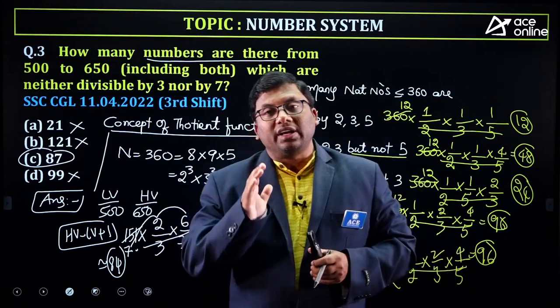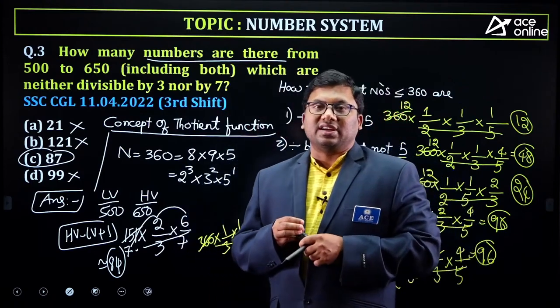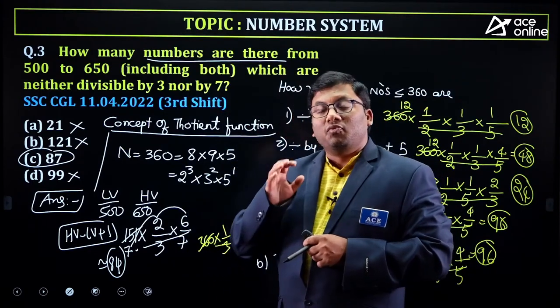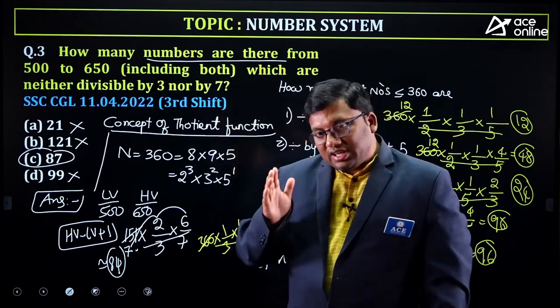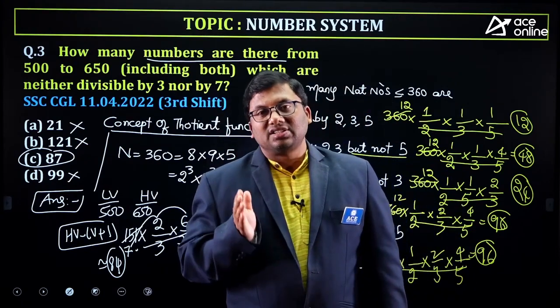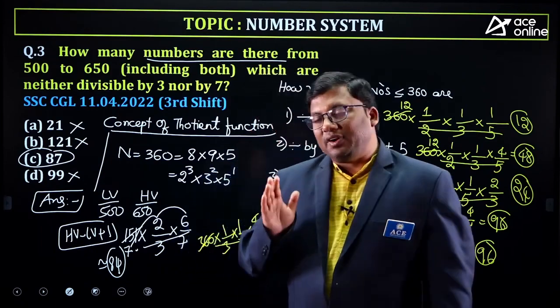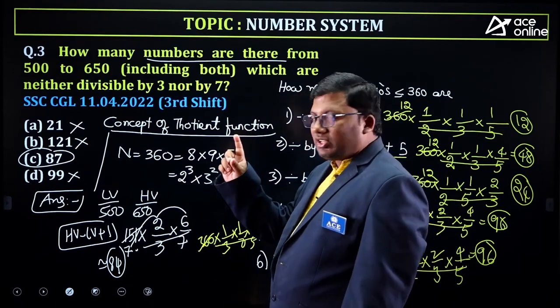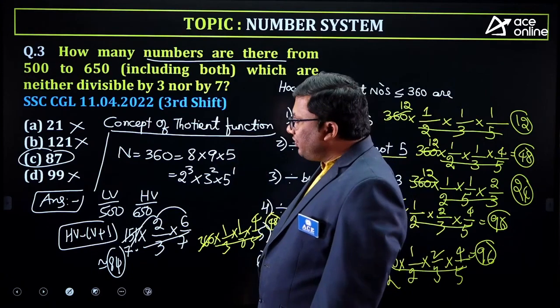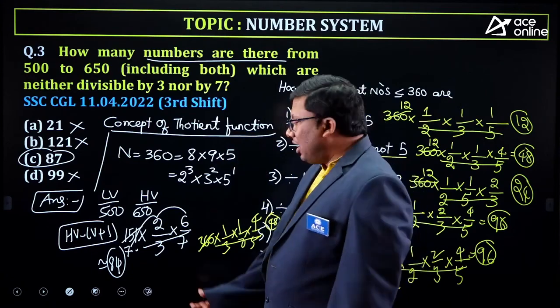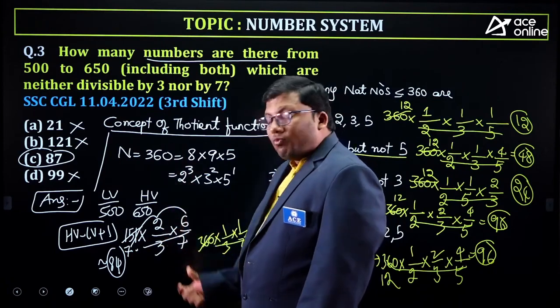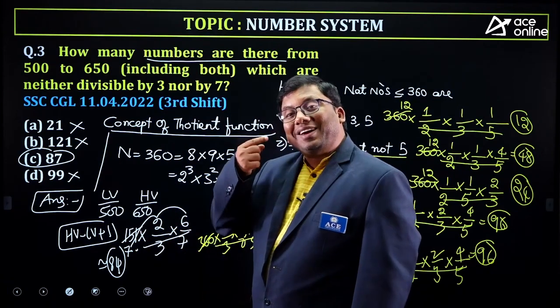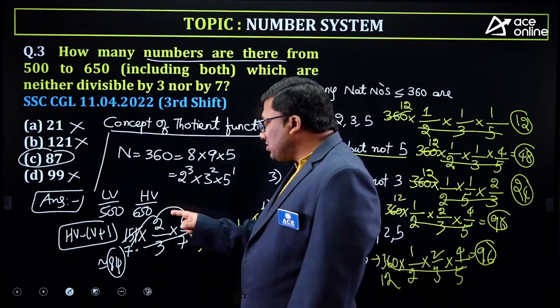Without even counting, how did you get the answer? I hope the approach is very clear to you. 500 to 650. Lowest is 500, highest is 650. Number of numbers is highest minus lowest plus 1, 650 minus 500 plus 1. Out of 151 numbers, for every 3 numbers, 1 is divisible. How many are not divisible? 1 minus 1 by 3.